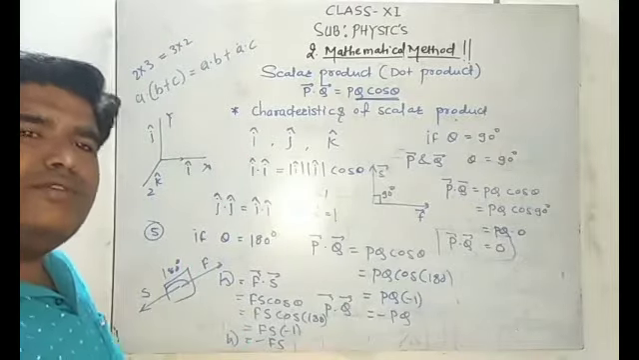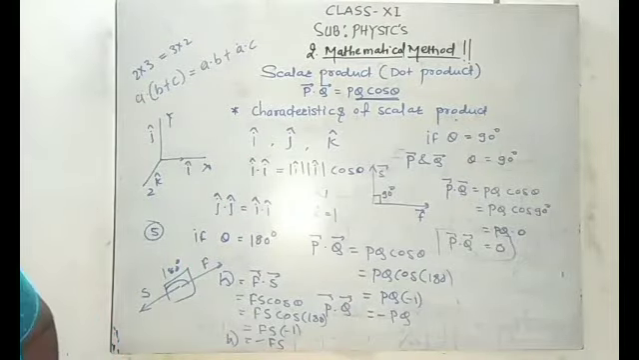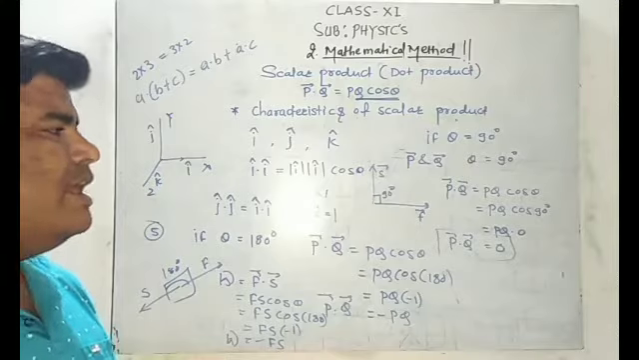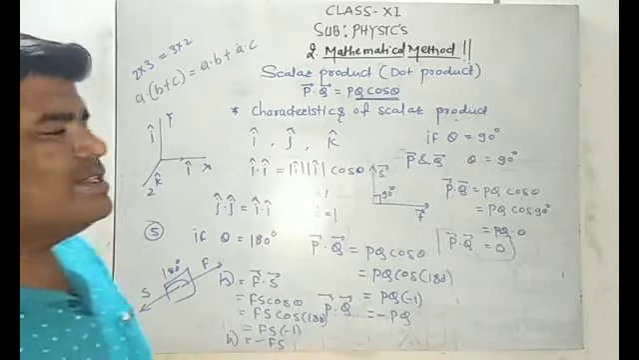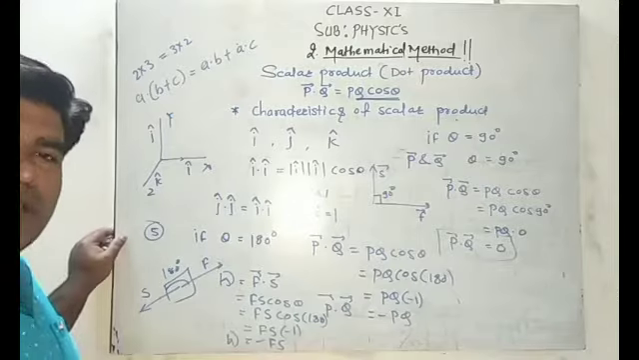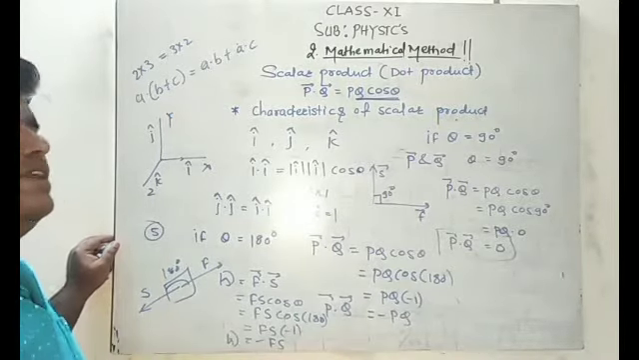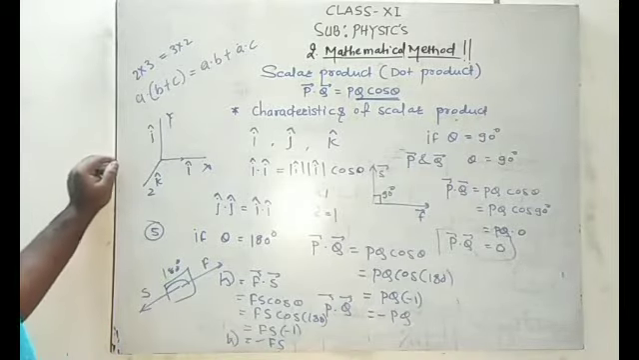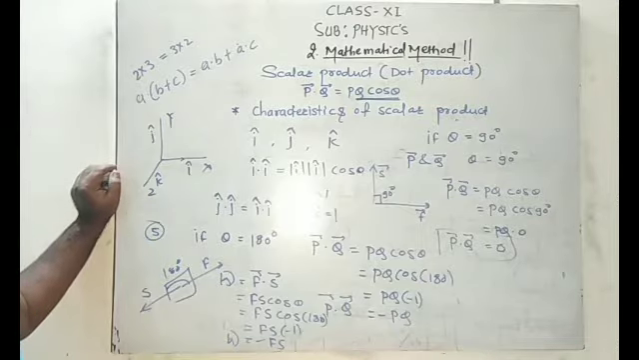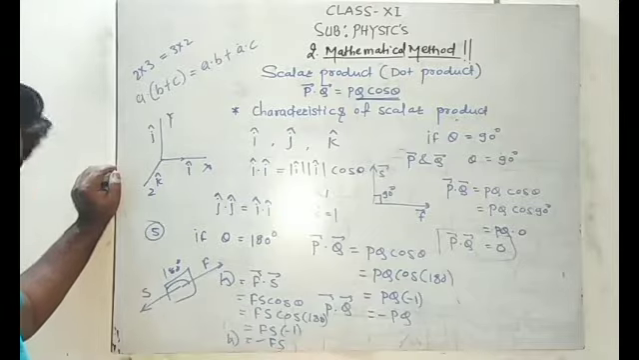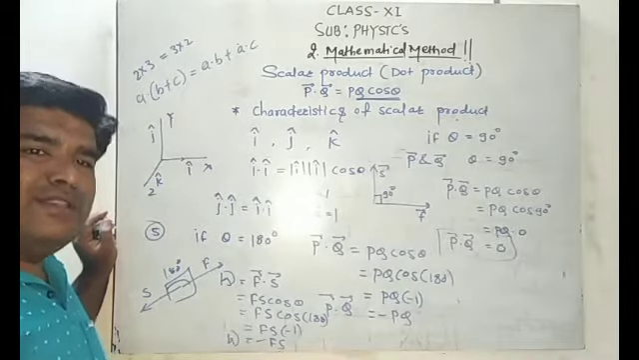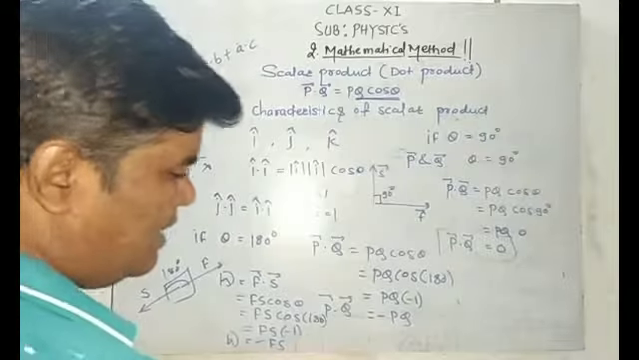So the scalar product of two vectors is equal to 0 when the angle between these two quantities is 90 degree, that is, when two vectors are perpendicular to each other, then their scalar product is 0. And if the angle between these two vectors is 0 degree, then the scalar product is maximum, right? And if the angle between these two vectors is 180 degree, then the scalar product is minimum, that is, negative.